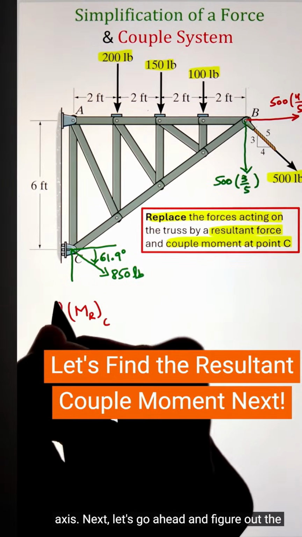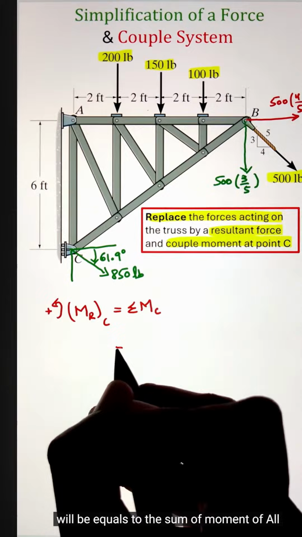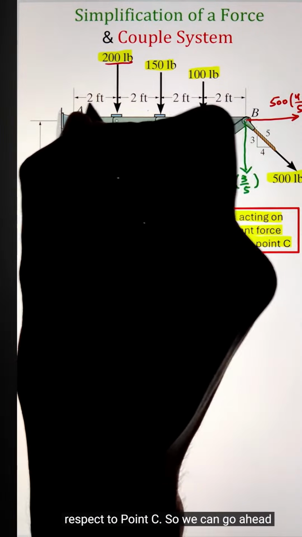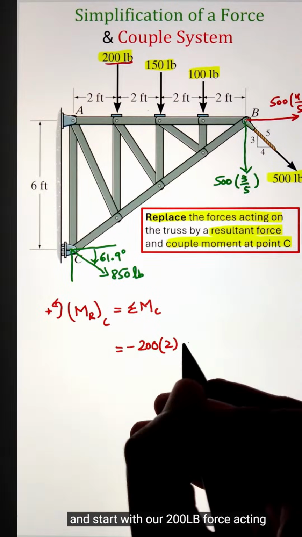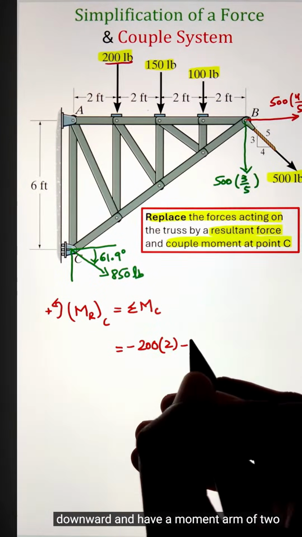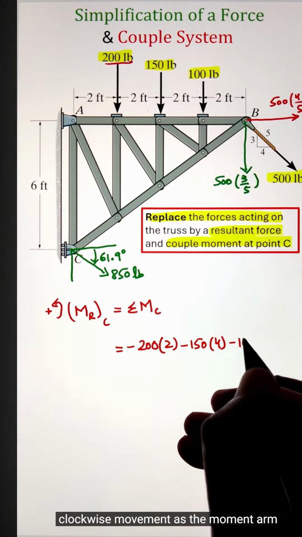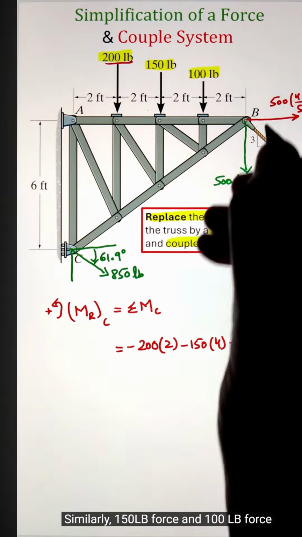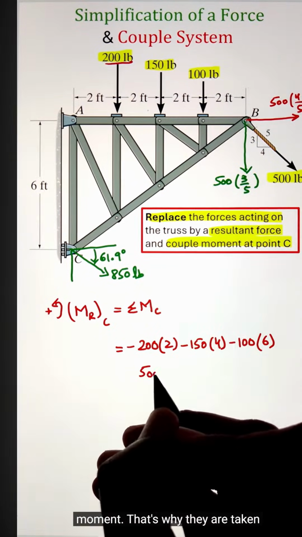Next, let's go ahead and figure out the resultant couple moment at point C. That will be equal to the sum of the moments of all the forces acting on the truss with respect to point C. So we can go ahead and start with our 200 pound force acting downward and having a moment arm of 2 feet. This force is going to create our clockwise moment as the moment arm is towards the left of the force. Similarly, the 150 pound force and 100 pound force are going to create our clockwise moment. That's why they are taken as negative.